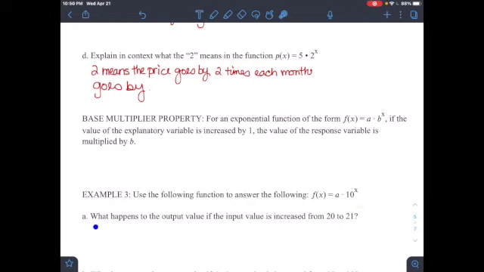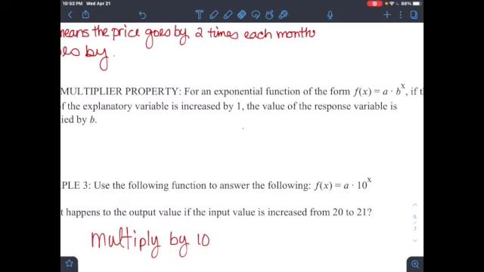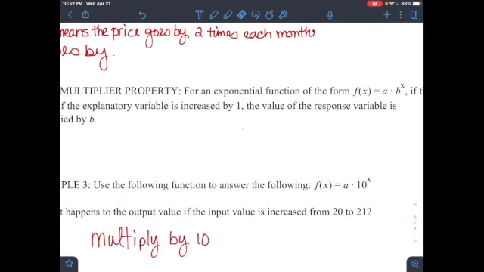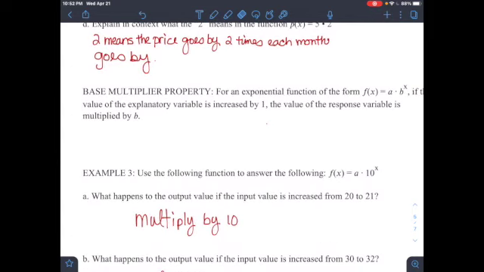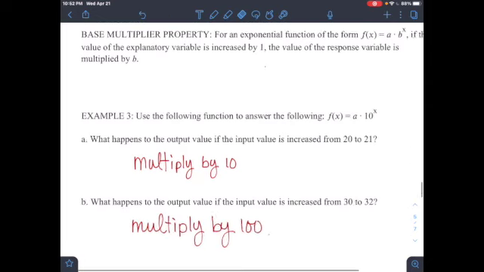So then let's look at the question. What happened to the output value if the input value increased from 20 to 21? So that means your x goes up by 1. And that's just 10 to the first power. That's just 10. That's from 20 to 21. The next question says from 30 to 32. Well, 30 to 32, that means the x is going to go up by 2. So 10 to the second power is actually 10 times 10. That's going to be 100.